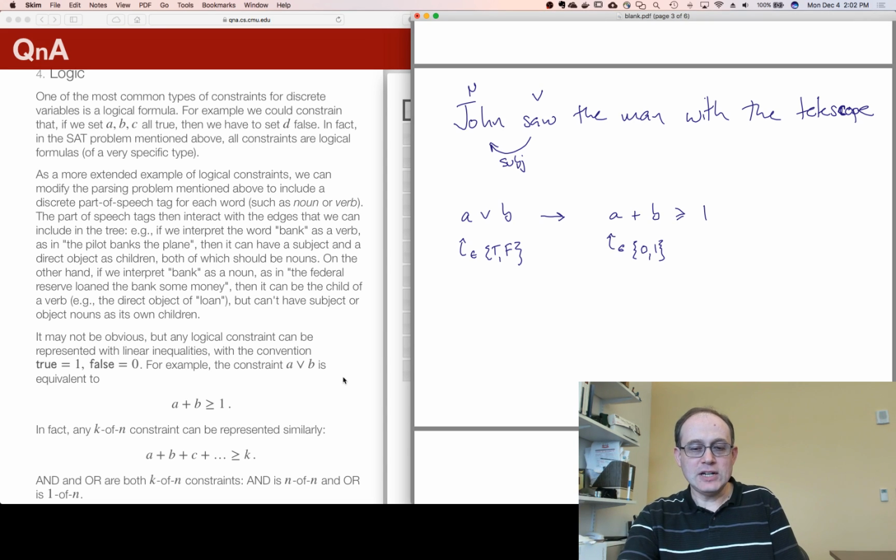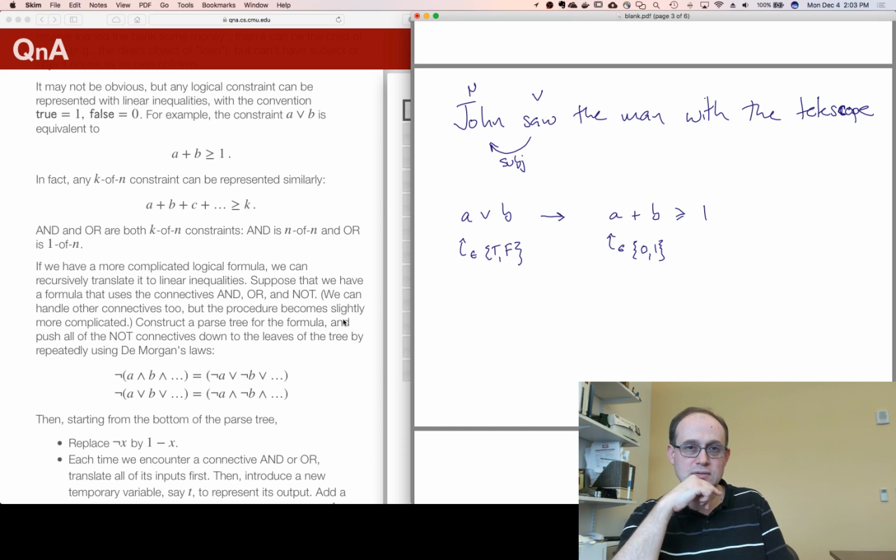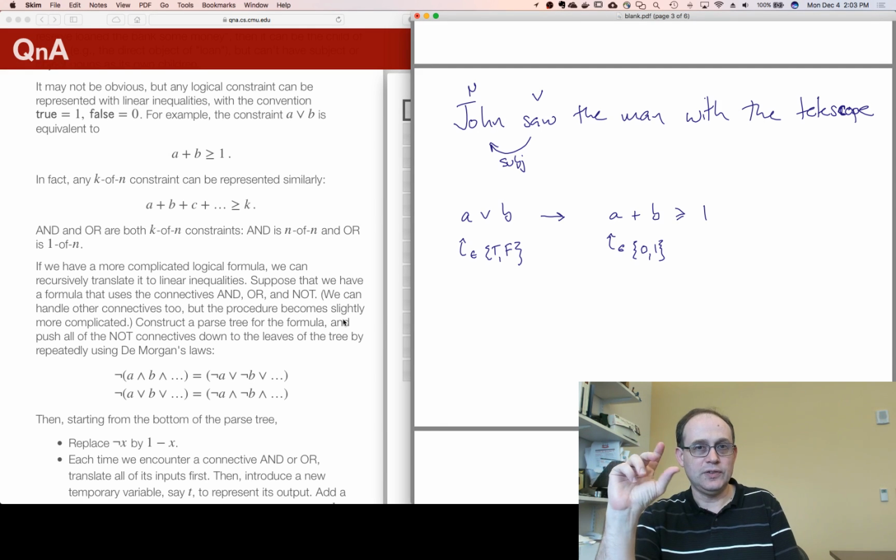They're disjunctions of variables or negated variables. You could imagine taking this parsing problem and writing it in terms of logical constraints. For example, if you interpret a particular word as a verb, then it must have a subject, right? Or if you interpret it as a noun, it cannot have a subject. And any logical constraint you can represent in a mixed integer program, meaning that you can set true to be 1, false to be 0, and represent your logical constraint in terms of inequalities. To show how that works, I'll work through an example.